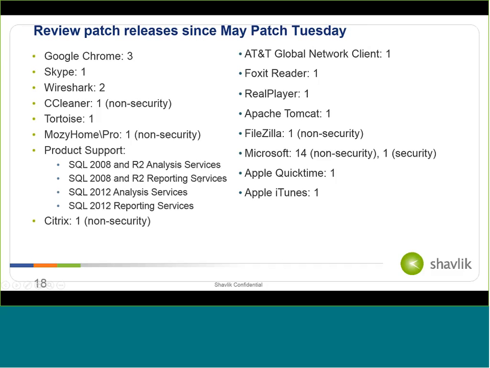That was it for the Microsoft and third-party updates for this month. So the next thing I wanted to do was switch over and just review the product and patch releases since the May Patch Tuesday. So Google Chrome had 3 updates this last month, security-related. Skype had a security-related update. Wireshark had 2 updates, both security-related.